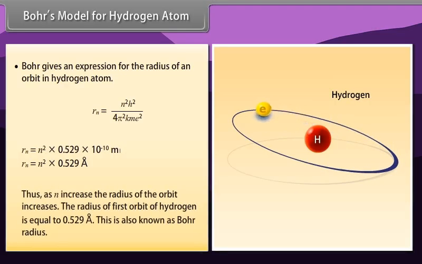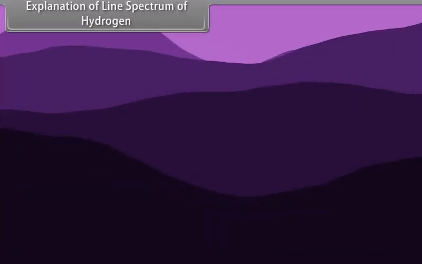Thus, as n increases, the radius of the orbit increases. The radius of the first orbit of hydrogen is equal to 0.529 angstrom. This is also known as Bohr's radius. Explanation of line spectrum of hydrogen.